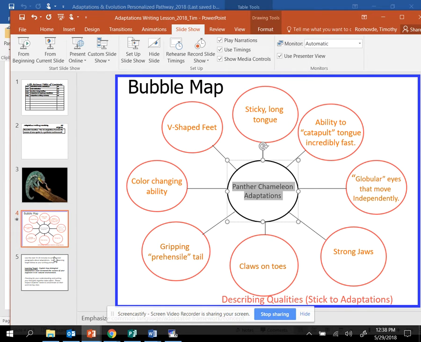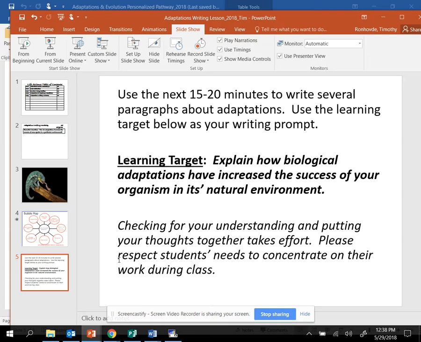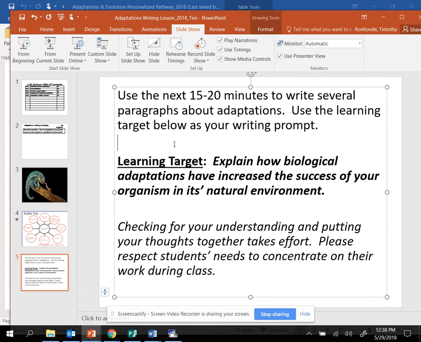And after 15 minutes were up, you received these directions. You actually had about 30 minutes to write a couple paragraphs about adaptations. So you composed an essay about your organism. And in doing so, you would have hit this target by explaining how adaptations increase the success of your organism in its environment. So there's a lot of quiet writing.